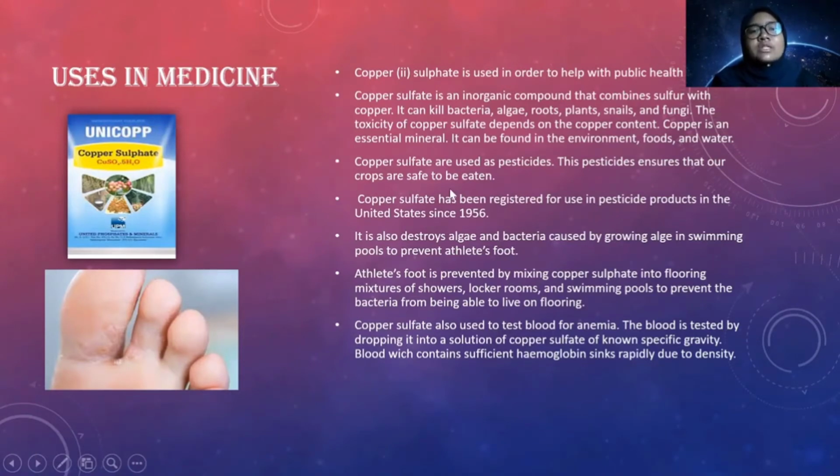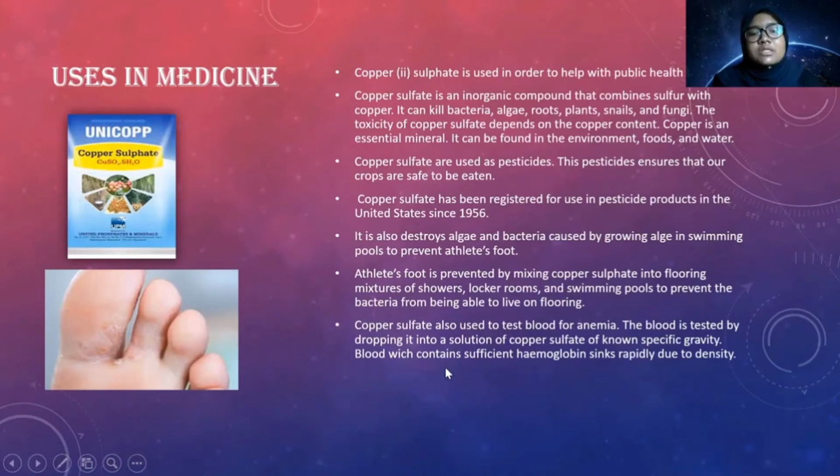One of the uses of copper sulfate in medicine is as a pesticide. This pesticide ensures that our crops are safe to be eaten. Copper sulfate has been registered for use in pesticide products in the United States since 1956. Next, it destroys algae and bacteria, caused by growing algae in swimming pools, to prevent athlete's foot. Athlete's foot is a common fungal infection that affects the foot. Athlete's foot is prevented by mixing copper sulfate into the flooring mixture of showers, locker rooms, and swimming pools to prevent the bacteria from being able to live on flooring.